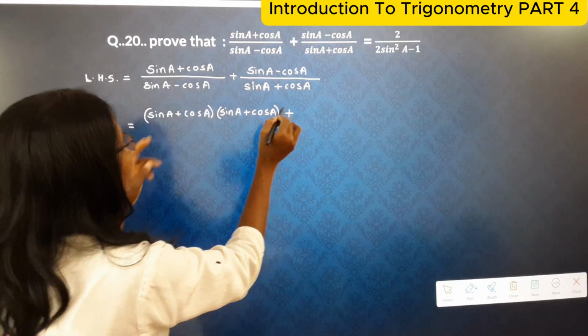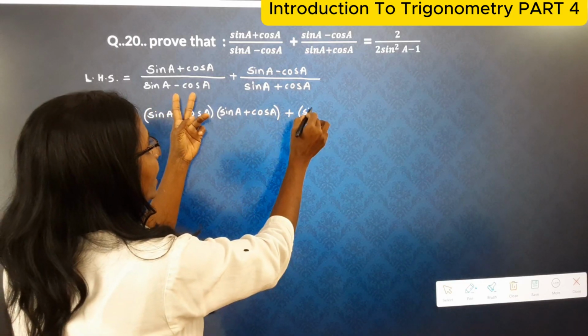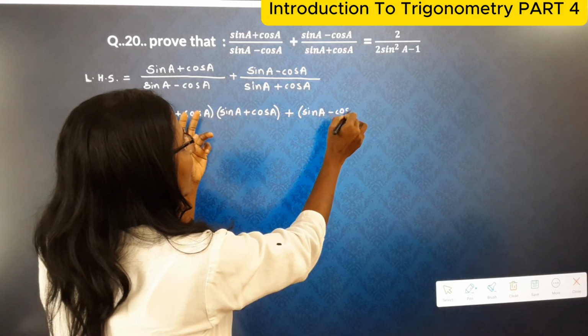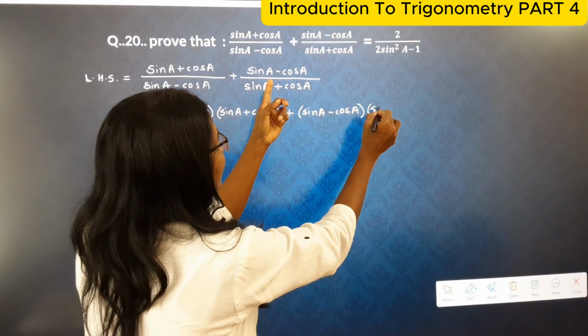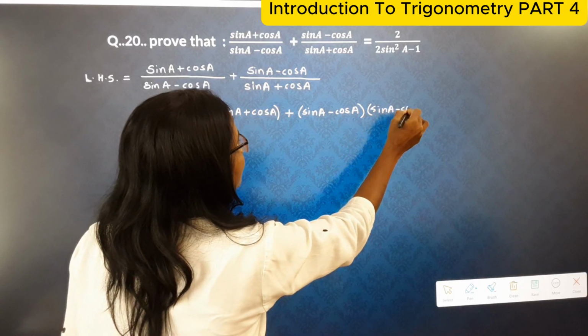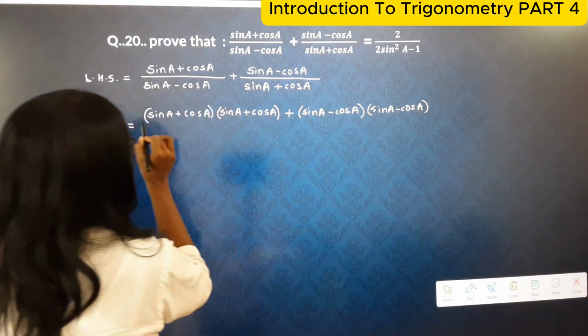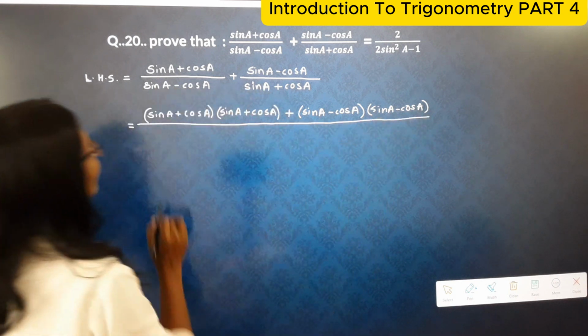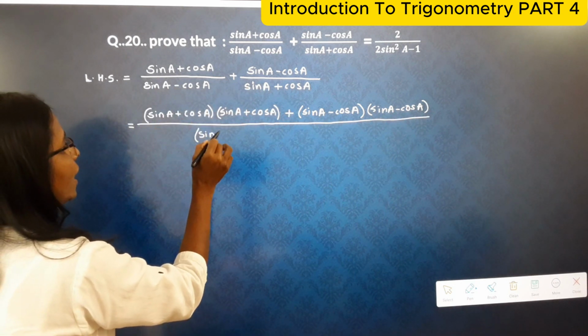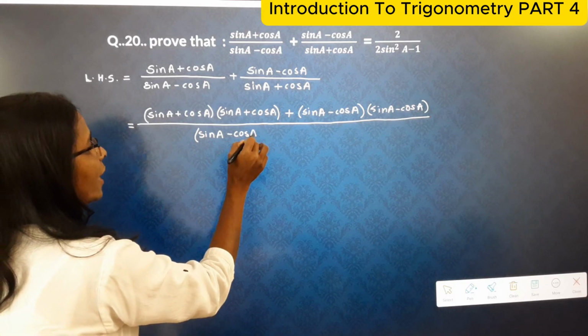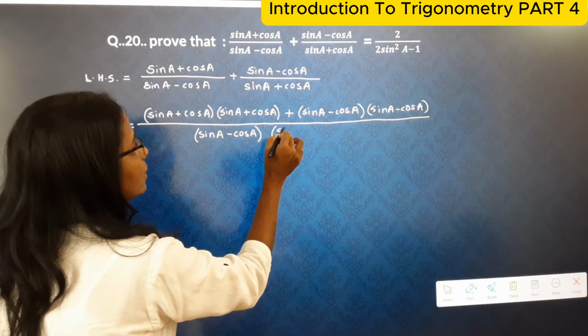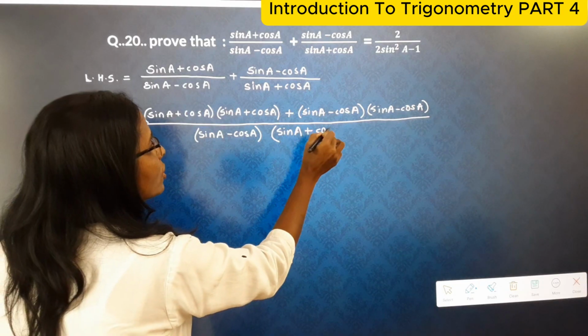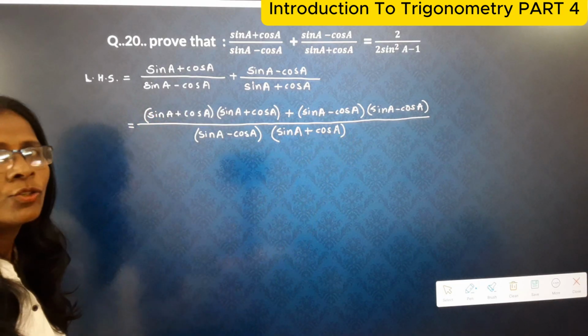Okay, here also plus, write down this one, sin A minus cos A. In the second bracket, write one, this one, sin A minus cos A, and divided by, totally divided by, that is in the first bracket, sin A minus cos A, and in the second bracket, that is the sin A plus cos A. Okay, so now simplify it.